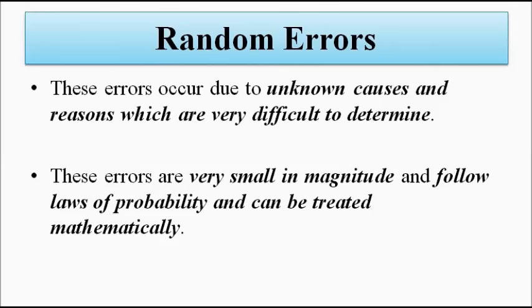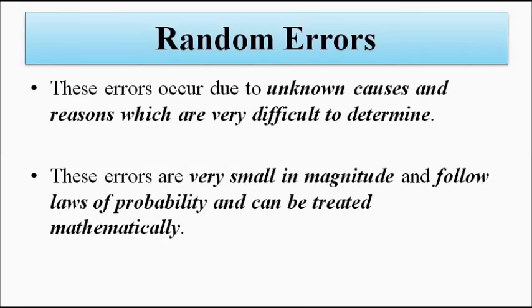These errors are very small in magnitude and follow the laws of probability. They can be specified mathematically. We will discuss that in a different video, the mathematical or statistical analysis of the various types of performance characteristics. It will take 2 or 3 videos actually to discuss those things, so we will discuss it in a separate video. So, this is the random error, which occurs due to random unknown reasons.